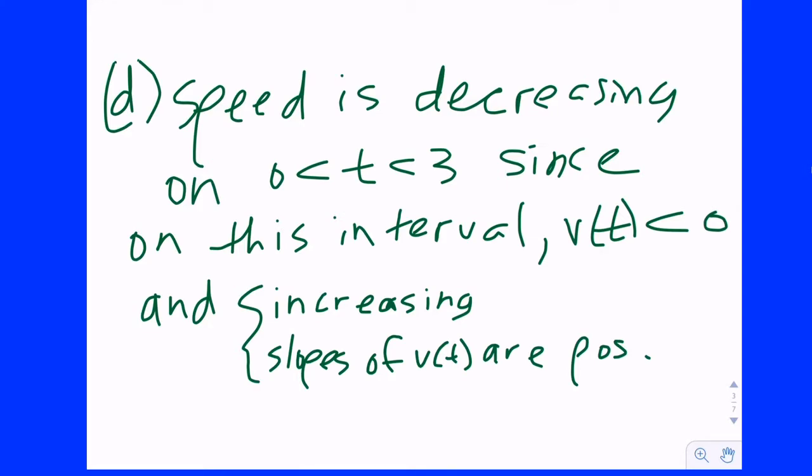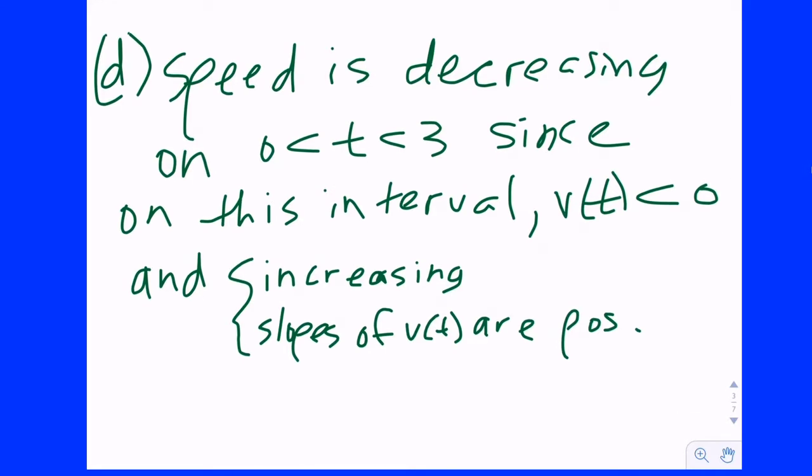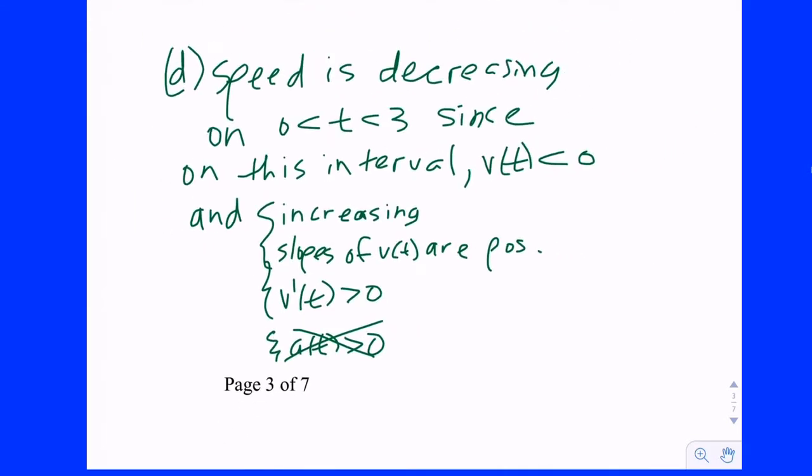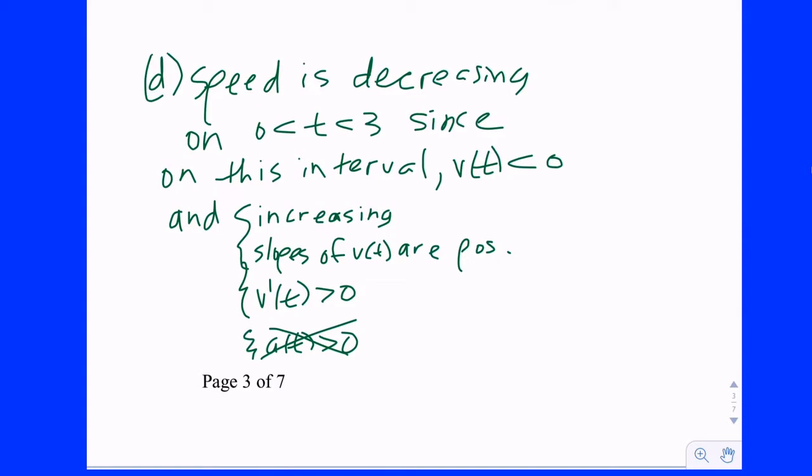I would be careful just to say V prime. And you definitely don't just want to say A of t. You could have also said V prime of t is greater than 0. But don't just say A of t is greater than 0 because why? You've never defined what A of t is. Now, if you say V prime of t equals A of t is greater than 0, now you define A of t and you can use it for the rest of the problem. So any one of those would work. And you get a check for that.